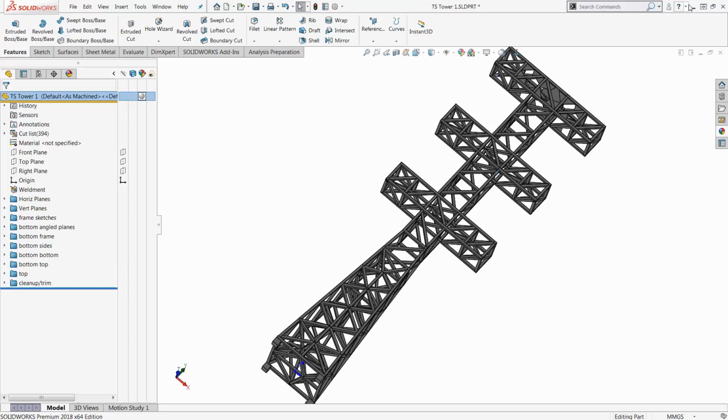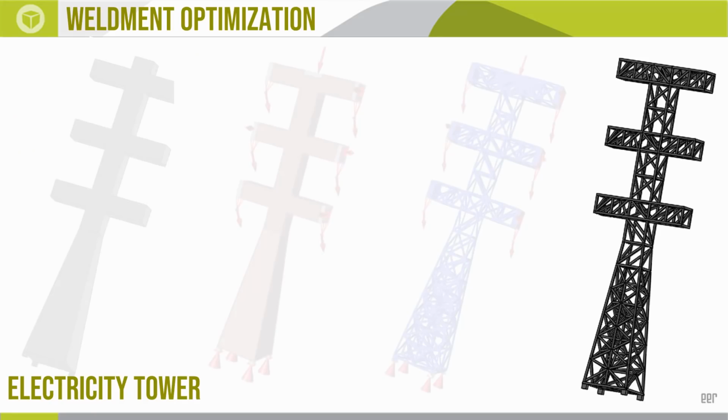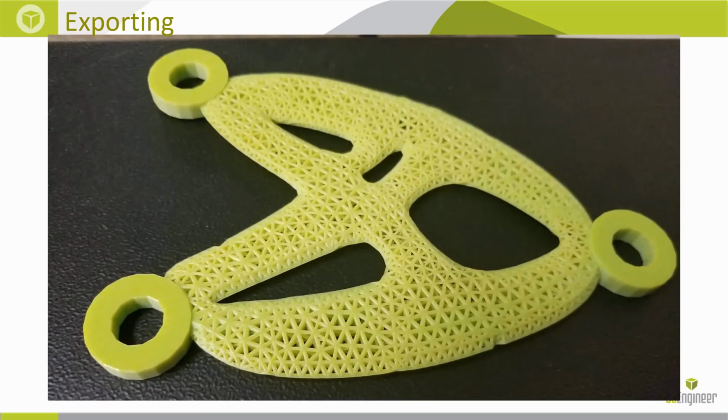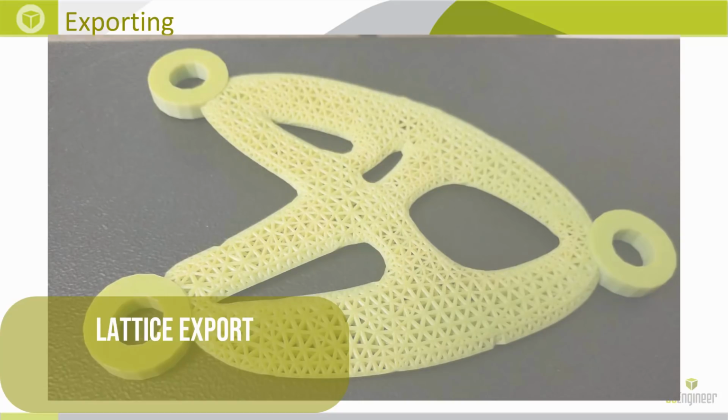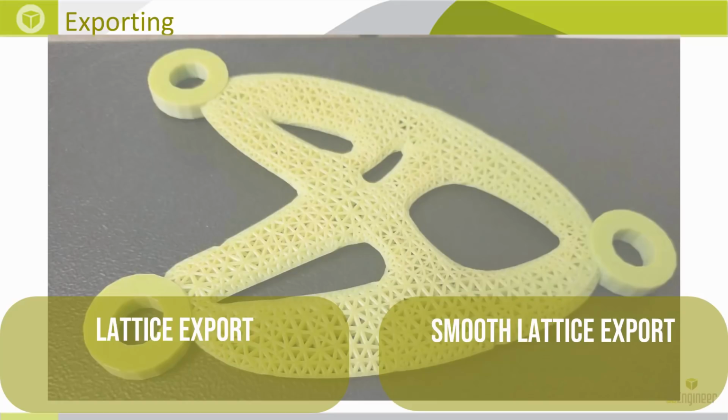So having said that, the next thing I want to talk about is actually exporting our results. So how do we export our results? Inside of Inspire, there is a functionality to export these lattice structures and the entire design, including the non-design space, into an STL file that can then directly be printed. Now, there are a couple of options. One is a lattice export, and another one is a smooth lattice export.